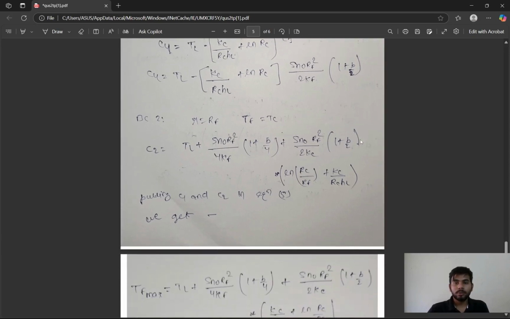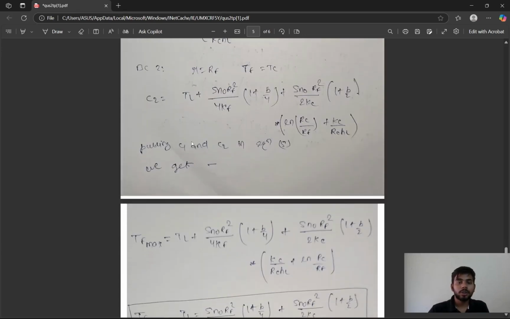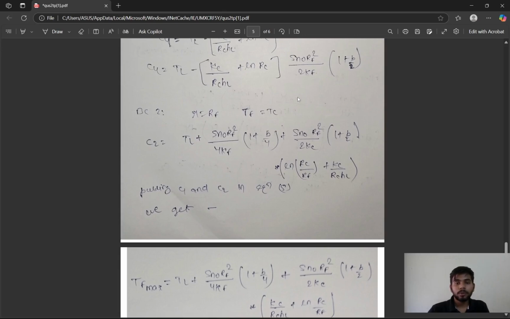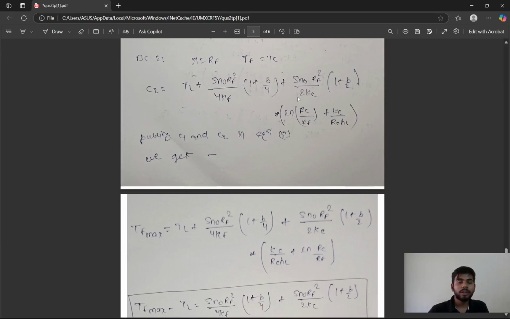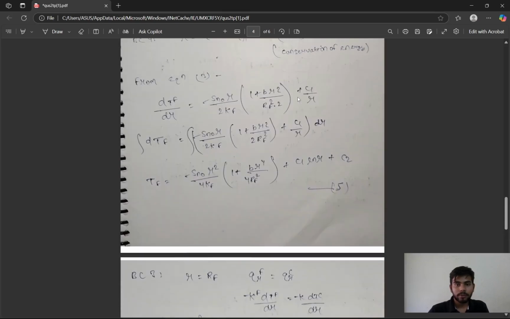Now we need to calculate C2 to get the temperature profile. So we can calculate constant C2 using boundary condition 2, which is at r equals to capital Rf, temperature is continuous, which means at capital Rf, Tf is equal to Tc. So C2 comes out to be this. Tf is S naught Rf square divided by 4 times Kf, whole multiplied by 1 plus b by 4, plus S naught Rf square divided by twice Kc multiplied by 1 plus b by 2, whole multiplied by ln of Rc divided by Rf plus Kc divided by Rc hL. So now we have calculated C1 and C2 both. So now we can easily calculate the value of Tf by putting it in equation number 5, which is this.